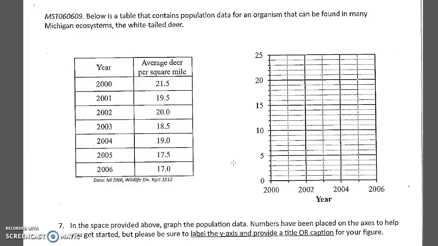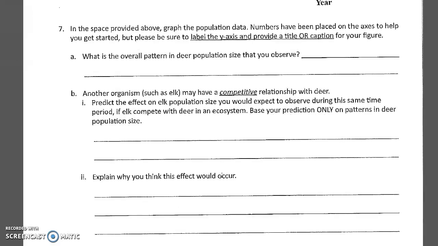They've already put the year, which is on the bottom, between 2000 and 2006 for you. You're going to have to label the left-hand side average deer per square mile, and you can also give it a title. Now you're going to graph those points. You're going to find the year 2000 and go up to 21.5 and put a dot there, and so on. After you've completed the graph, use the graph to answer the following questions.